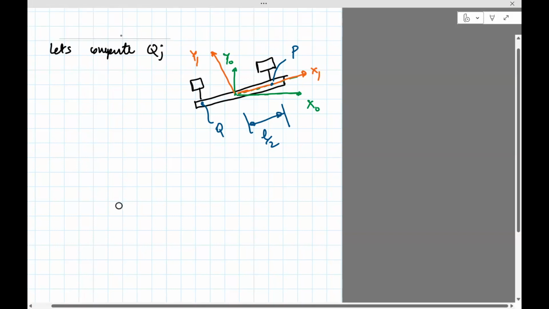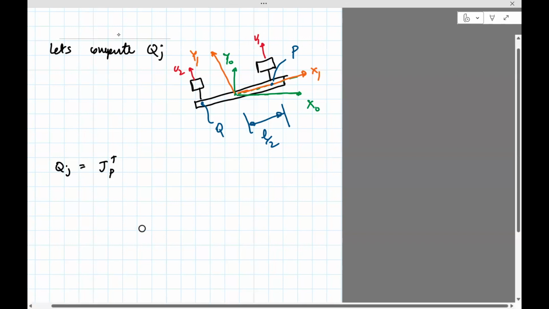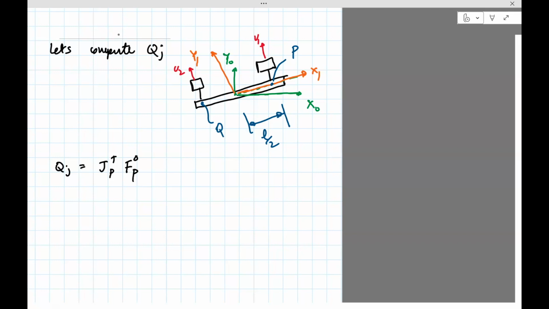Okay, so Qj equals Jp transpose. So remember that there are thrust forces here, U1, U2. When I say thrust forces, they are basically forces which have units of newtons. I'm trying to convert those forces to Fx, Fy, and torque. So we'll use the Jacobian. So it's going to be Jp transpose times the force at P in frame 0, right? Everything in world frame, plus JQ transpose FQ in frame 0.